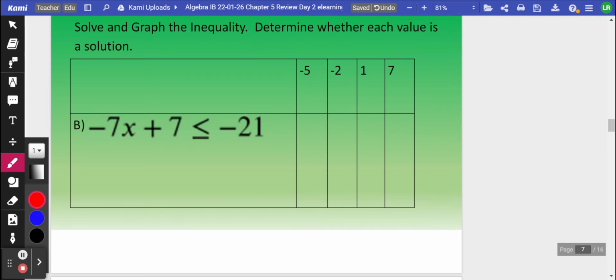Here's the second problem. Pause the video and complete this problem. All right, let's solve. X is on the left, move the 7. So -7 on both sides. I get -7x is less than or equal to -28. Finish them. Divide by -7. I just divided by a negative. I do need to flip the inequality sign. So I have x is greater than or equal to 4. We have our set notation.